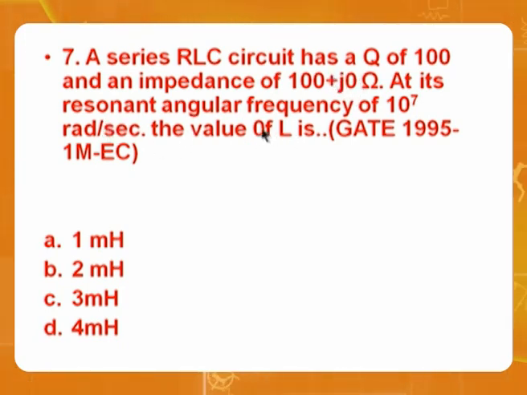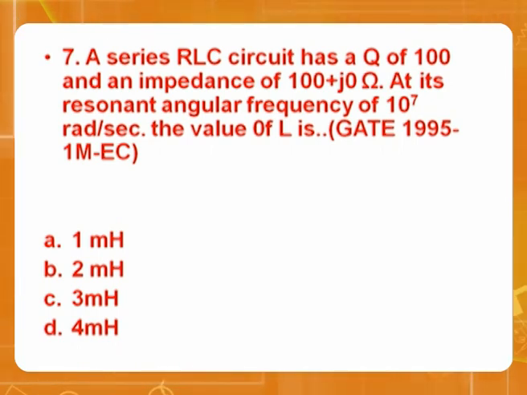He is asking us the value of L. What is the value of the inductor? So how do you think we are going to attack this problem? The answer is simple. The quality factor you get in terms of L, and in that, the quality factor is given, the resistance is given, and the only unknown is L.